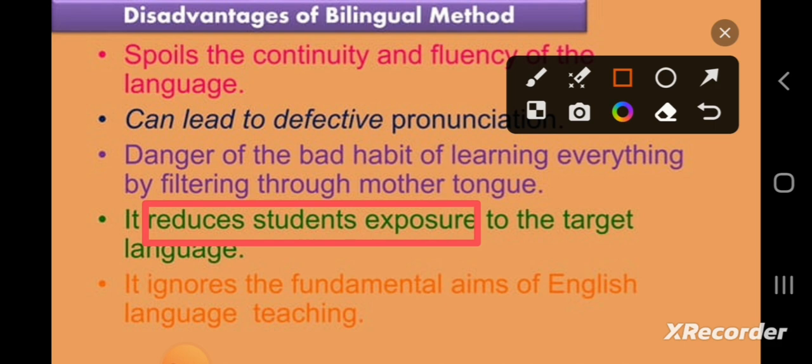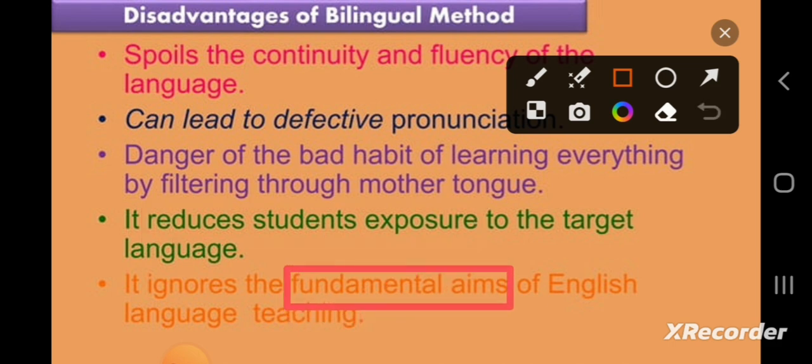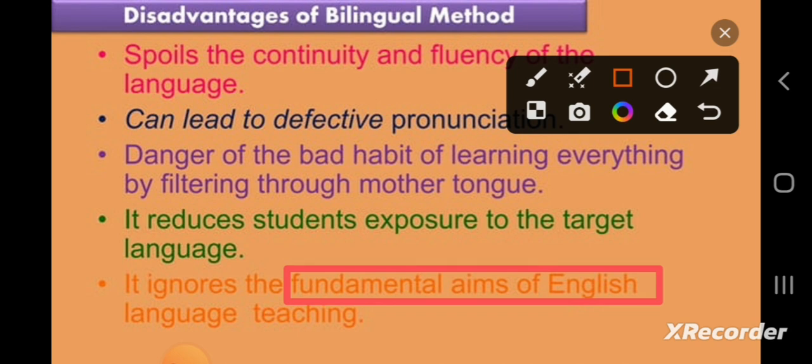It ignores fundamental aims of English language teaching. The fundamental goals of language teaching often include developing direct comprehension and communication skills in the target language. Using the bilingual method may undermine these aims by overly relying on the native language and not focusing enough on immersive learning experiences.